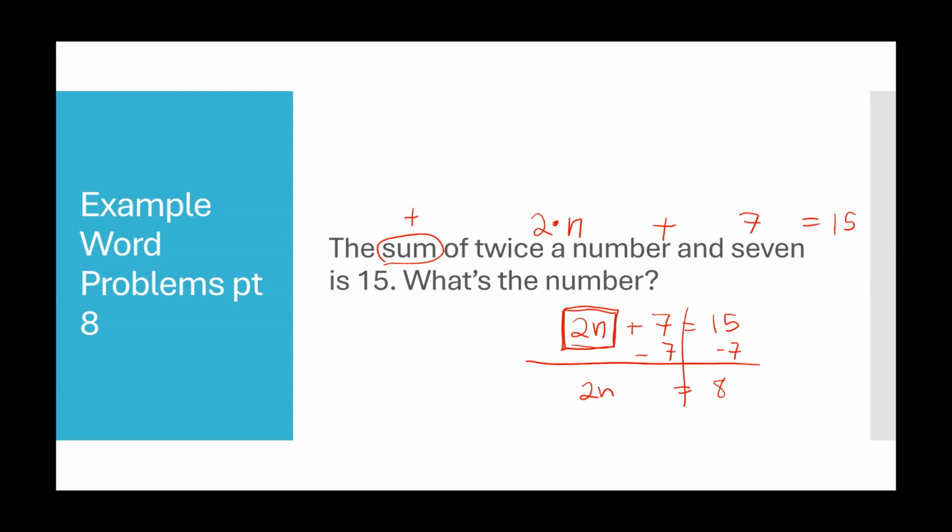And now we say, okay, well, that number was 8. But what I want actually is half of it, before it was times by 2. So I divide by 2 on both sides, and I've got 4. The sum of twice a number, 4 times 2 is 8. And 7, 8 plus 7 is 15. Yay, it worked.